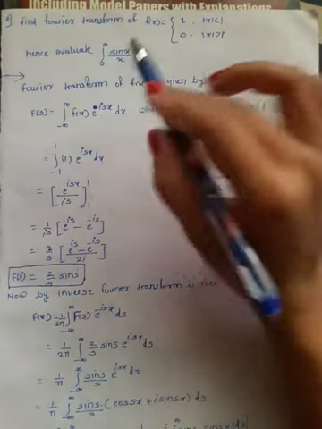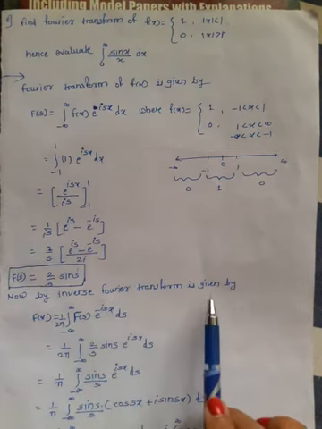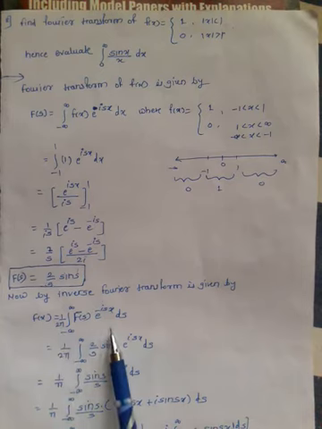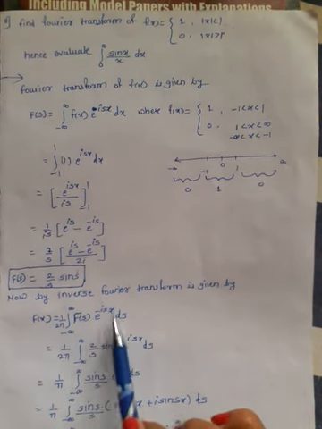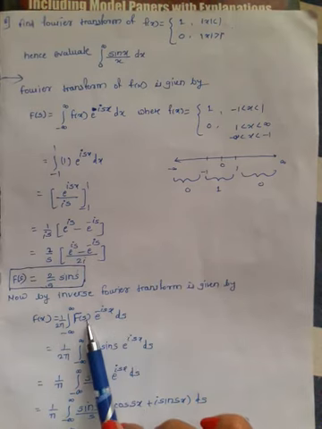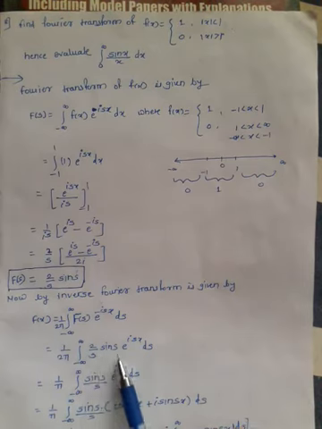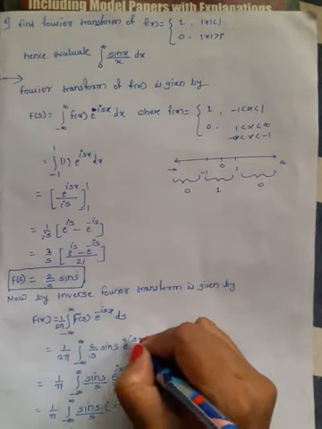Okay, remember that rule. Now the inverse Fourier transform is given by f(x) equals 1 upon 2 pi, these are the formulas, integral from minus infinity to plus infinity of F(s) e raised to minus i s x ds. Now put the value of F(s), which we already calculated earlier, that is 2 upon s sin s, e raised to minus i s x ds.